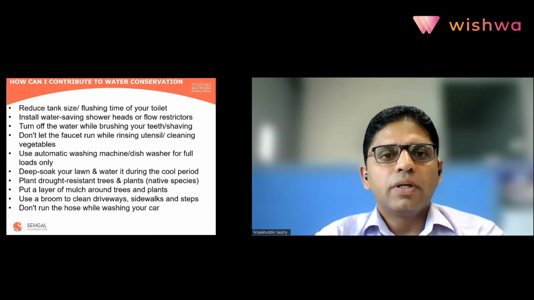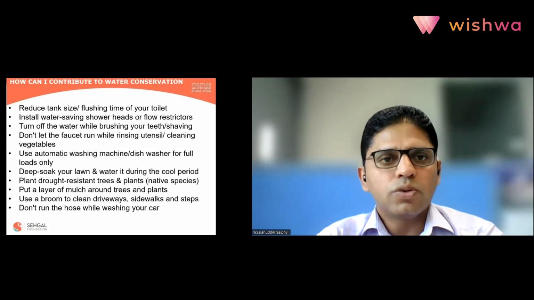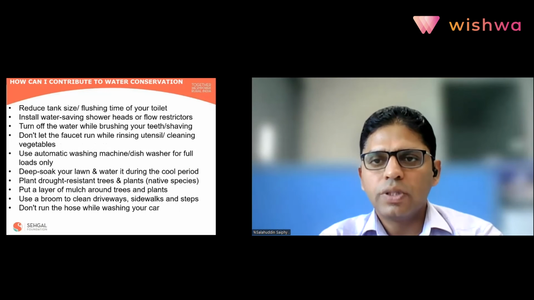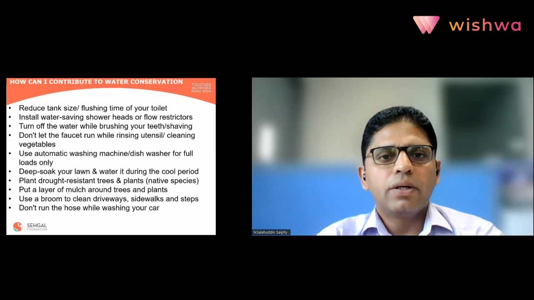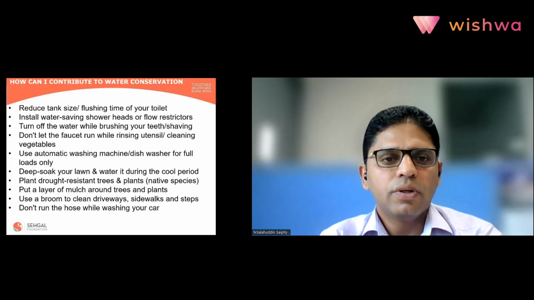So how can you do it? You can reduce the tank size or flushing time of your toilet commodes. You can install water saving shower sets or low water taps or restrictors. You can turn off your water while brushing your teeth or shaving. Don't let the faucet run while rinsing utensils or cleaning vegetables. You can use automatic washing machines or dishwashers, but don't run them unless they are full load.